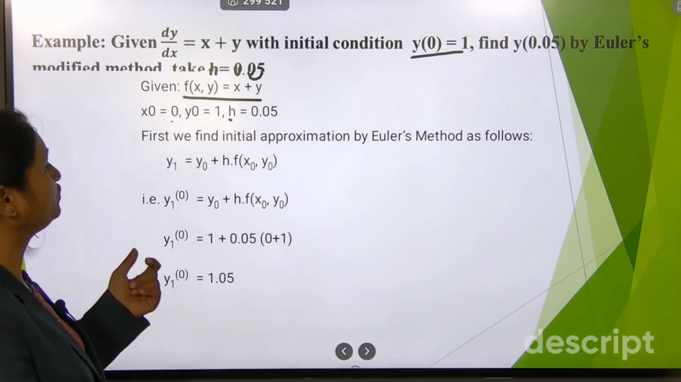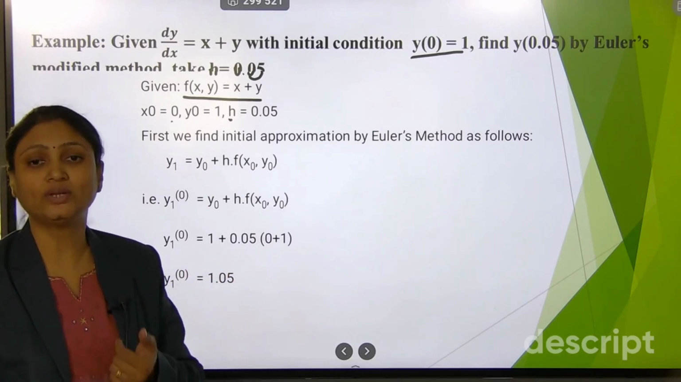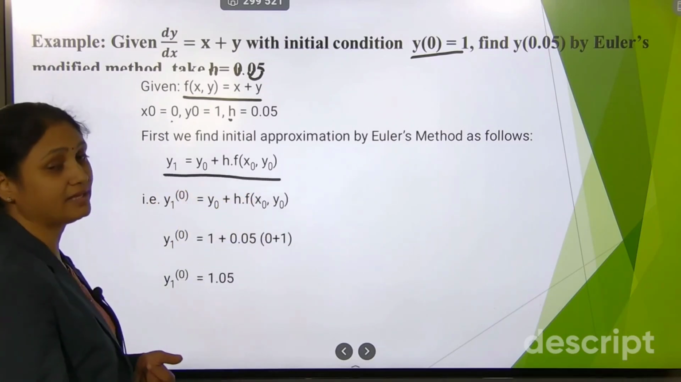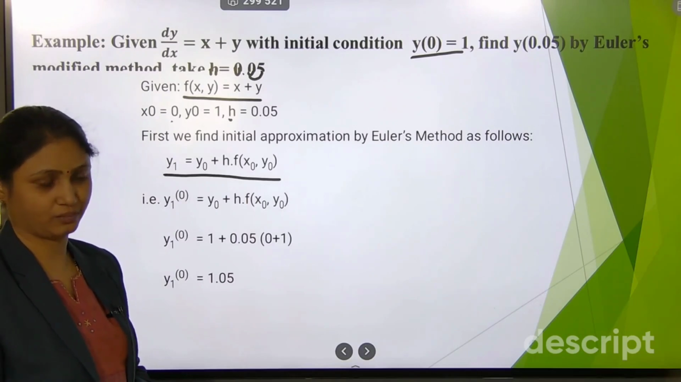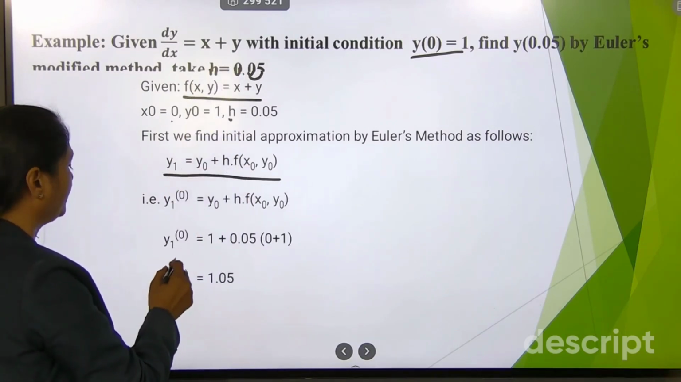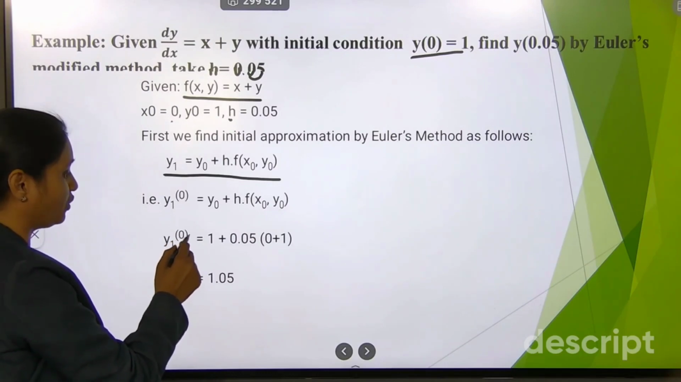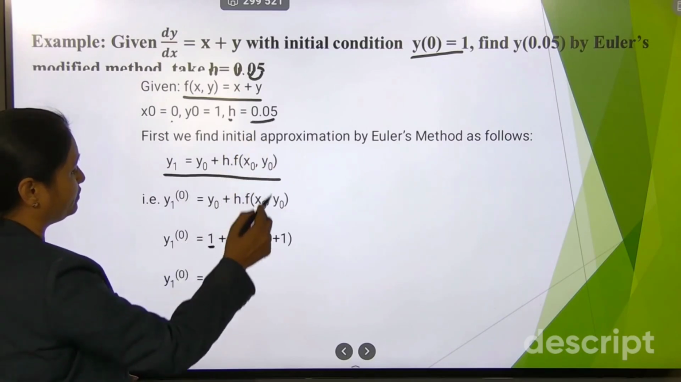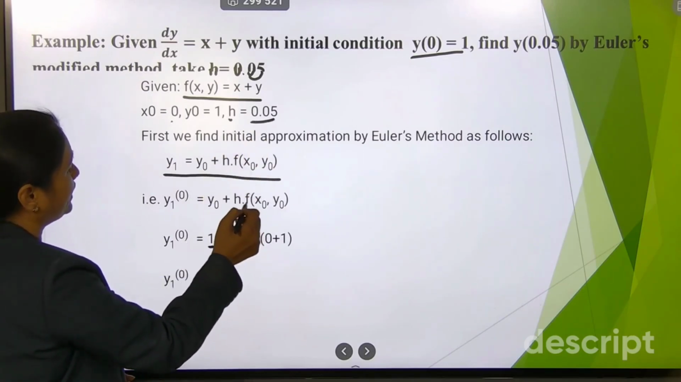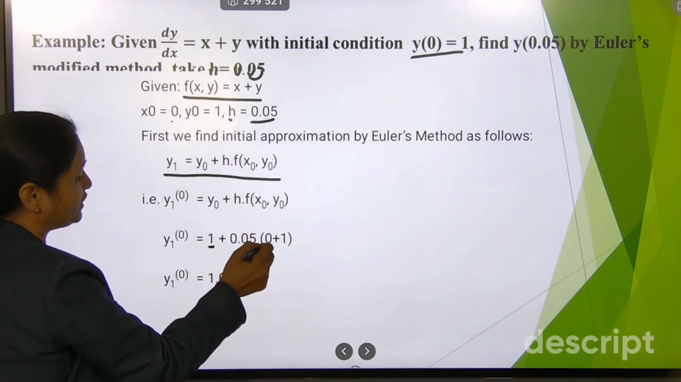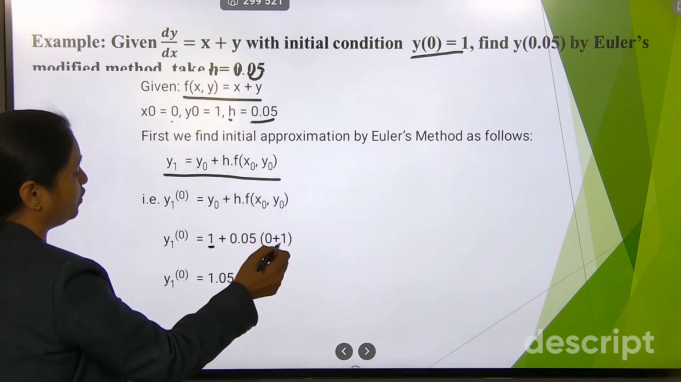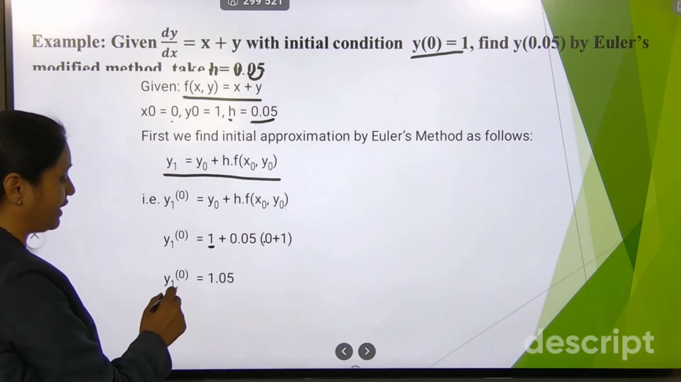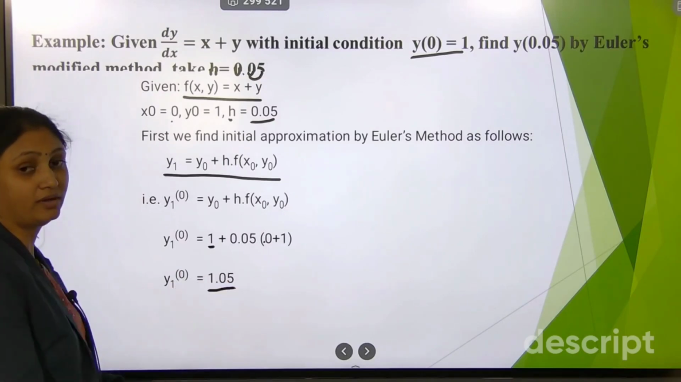Our first step is to find the initial approximation by Euler's method. Our Euler's formula is y1 is equal to y0 plus h into f of x0, y0. Now our function is x plus y. So our initial approximation is y1 0 equal to 1 plus 0.05 into f of x0, y0, which is x0 plus y0. Since x0 is 0 and y0 is 1, we get the initial approximation of y1 equal to 1.05.